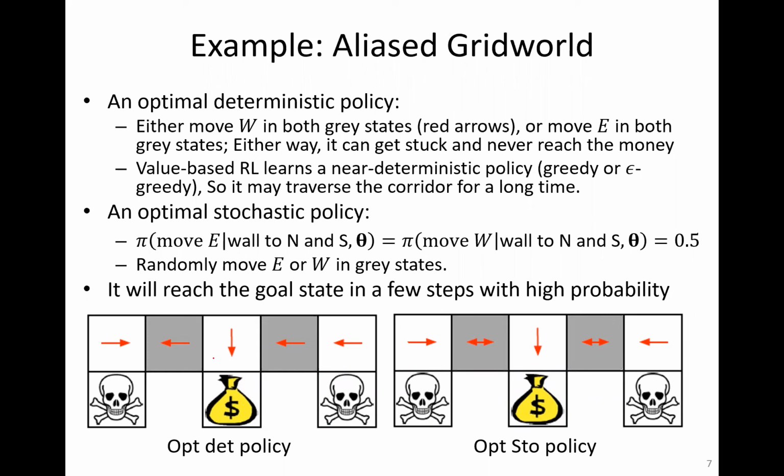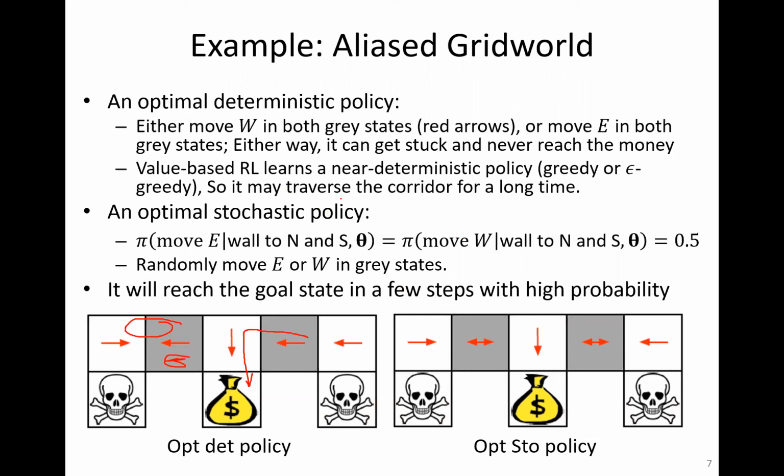because you cannot distinguish between these two gray states, they must have the same action for a deterministic policy. So either move all to the west or move to the east in both gray states. Either way, it can get stuck and never reach the money. There's a loop here. You can get stuck in this loop. This is good. But once you are in here, you are stuck. And vice versa, if you go right, go to the east, one of the states will get stuck.